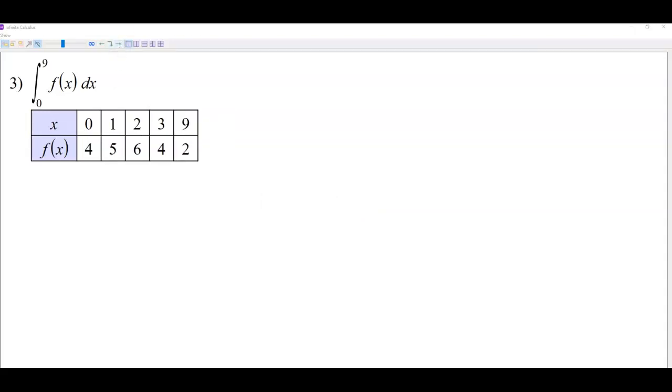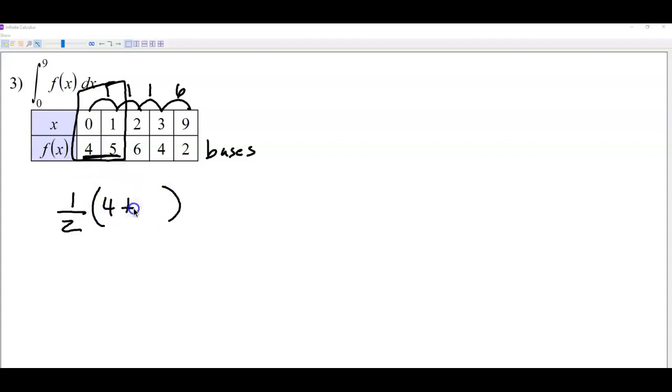I'm going to do a trapezoidal sum for this one. Okay, so for these ones, let's see. The bases here, we're actually going to call these the heights on these ones. So the heights are 1, 1, 1, and 6. These numbers down here are all the bases. So for my first trapezoid, we're going from 0 to 1. So the height is 1. You divide the height by 2, and you're going to multiply it by the sum of the bases, and these are the bases, 4 plus 5.